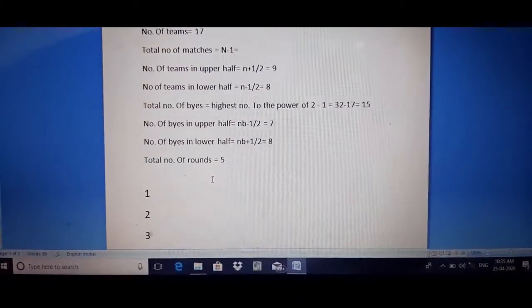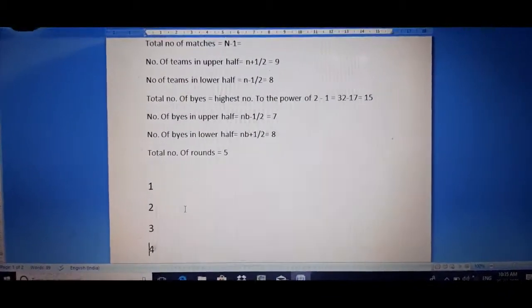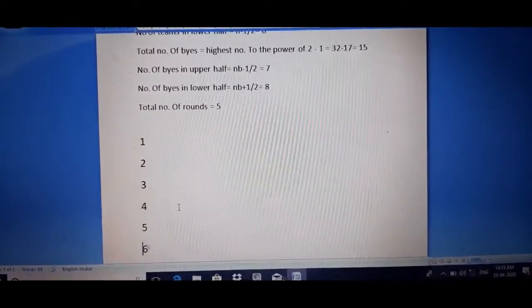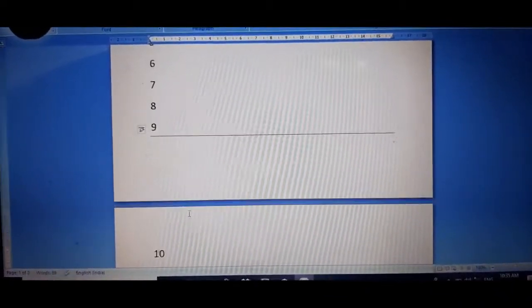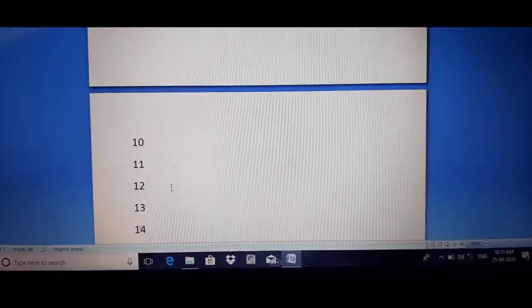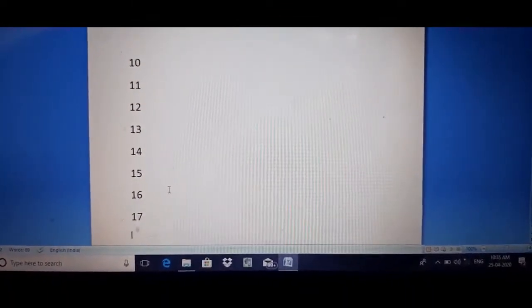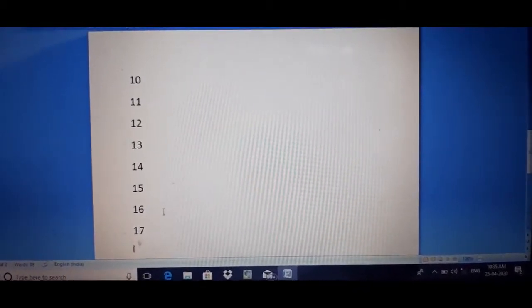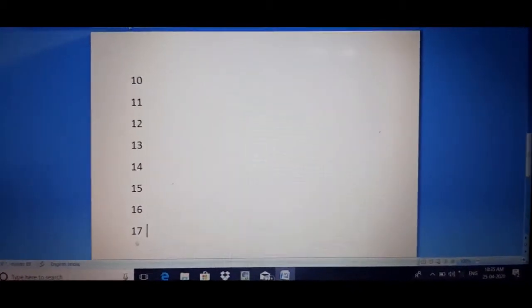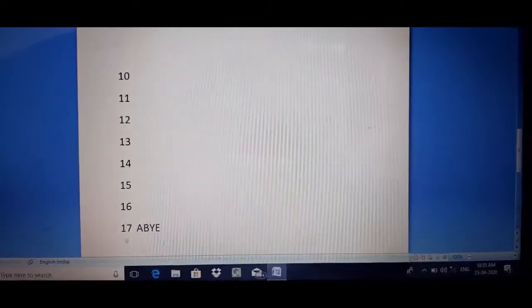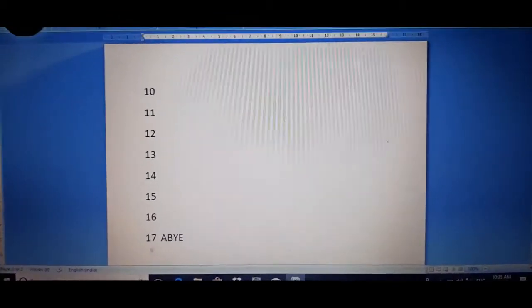So we'll start giving the number of byes now. Okay, so the first bye, see now this is the tricky thing. The first bye is always given to the last number. You have to remember this. So at 17 we are going to write a bye. That is the first bye.